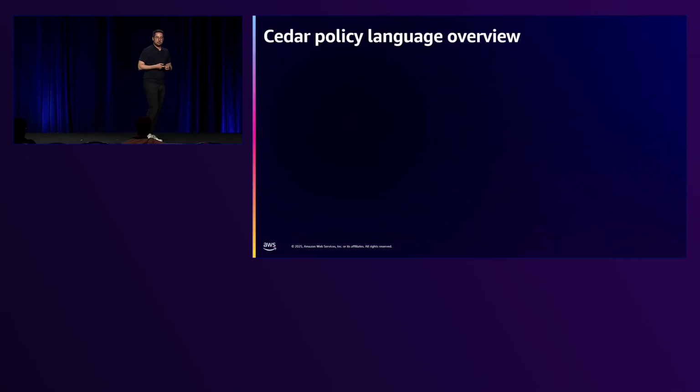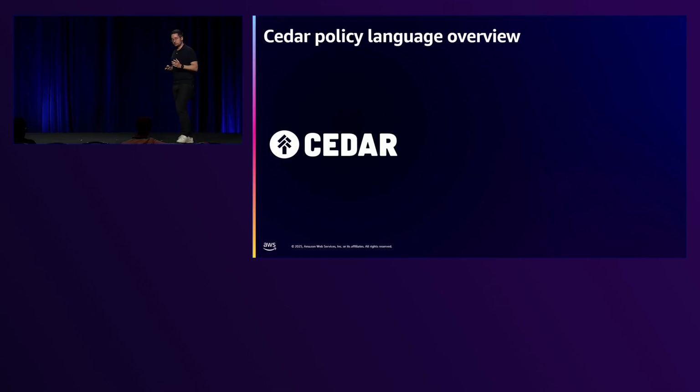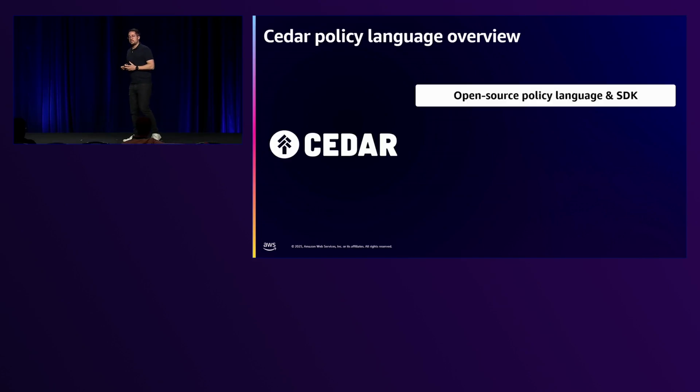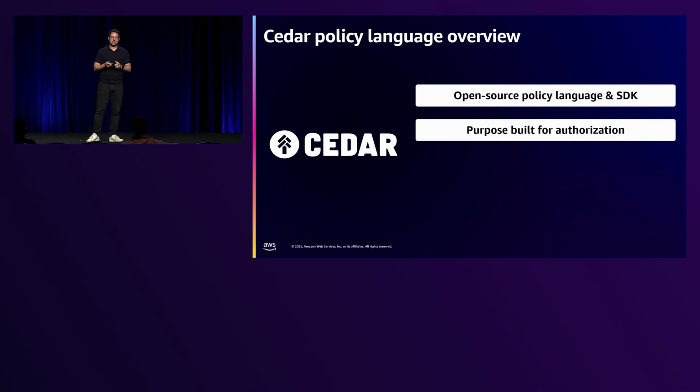Let's dive a little bit deeper into Cedar and the components that make it up. Cedar is an open source policy language and SDK. So with Cedar, you can define the policies, and Cedar also comes with an authorization engine, the two components that we need in order to externalize our authorization decisions. Cedar is also purpose-built for authorization. So we thought about it from the beginning: what do we need in order to make this possible?